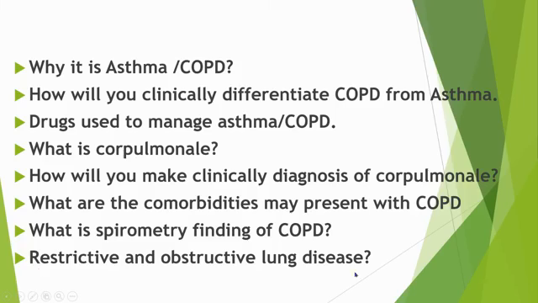Restrictive and obstructive lung disease: restrictive lung disease is when the compliance is decreased, and obstructive lung disease is when there is airway obstruction. How will you differentiate them? By spirometry. What are the findings? The FEV1 to forced vital capacity ratio is normal in restrictive disease, as both are simultaneously affected, and in COPD, an obstructive lung disease, it is reduced.